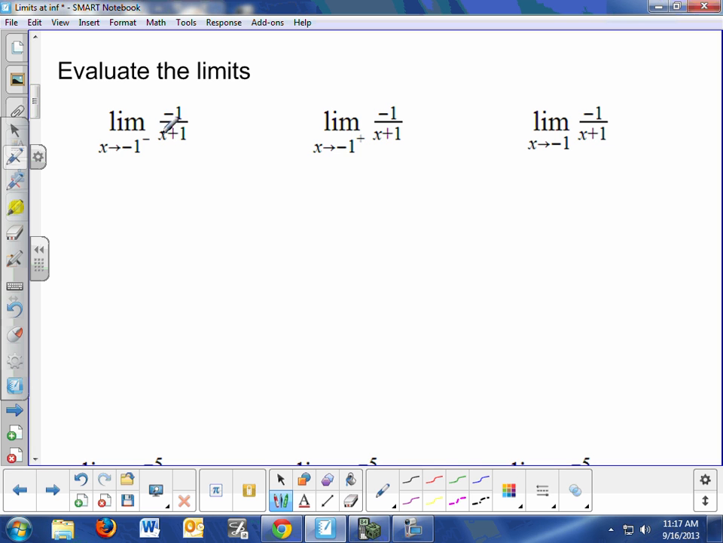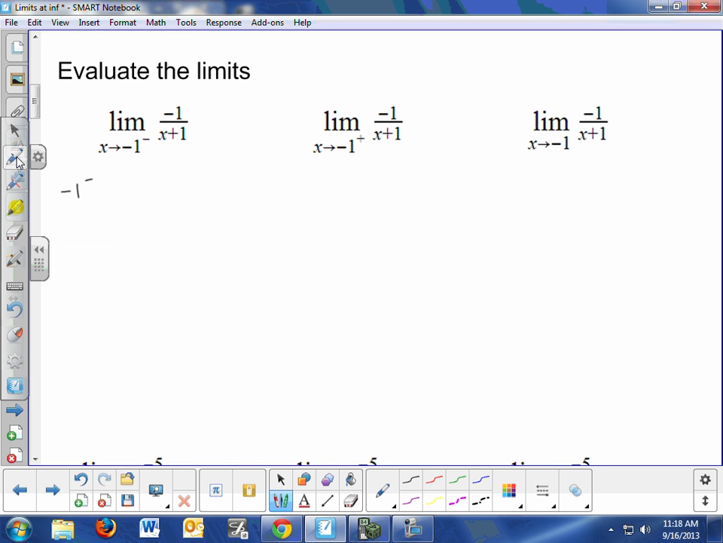We know this function is not defined at -1, okay? But we want to see what our function is approaching as we're approaching -1. So what I like to do first is just give myself an example of what -1 from the left is. So what's -1 from the left?